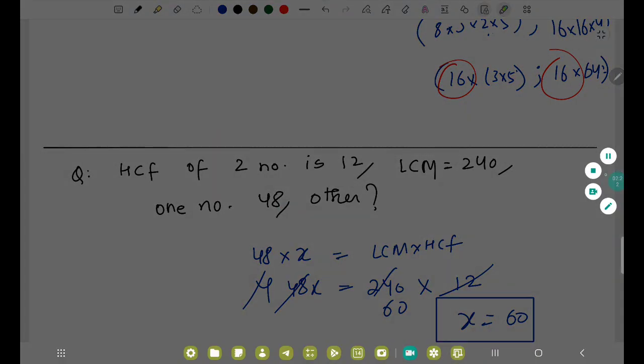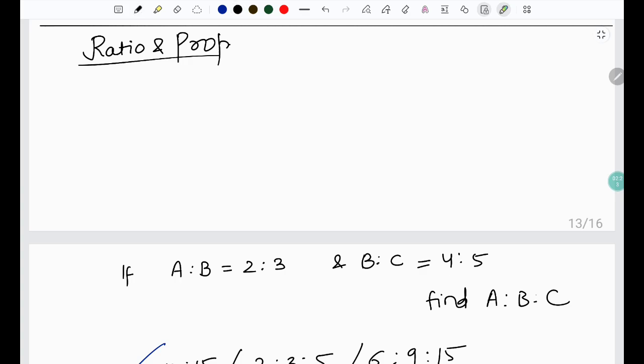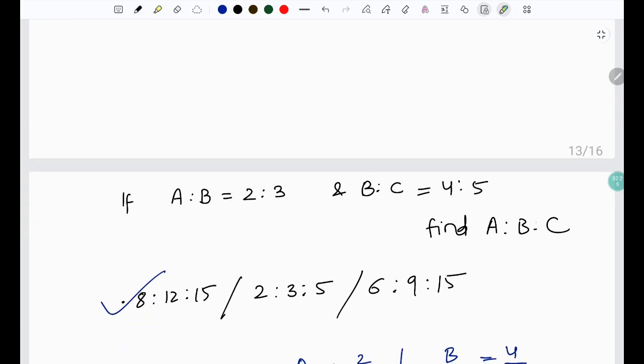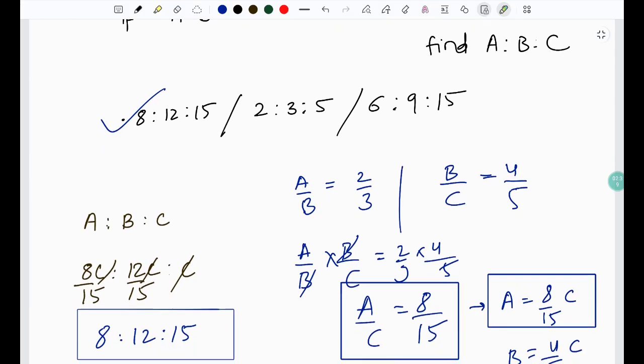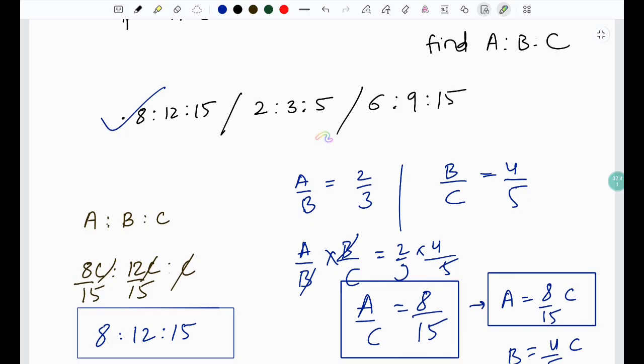Let's move forward. Here is another question of ratio and proportion, in which the question asked, if A ratio B is 2:3 and B ratio C is 4:5, what would be the ratio A is to B is to C? There are two methods to it. One is the traditional method and there is another shortcut. We'll see about it. So what we had is A is to B is 2:3 and B is to C is 4:5. So what we will be doing is multiplying these two ratios, and A by B into B by C will become 8 by 15.